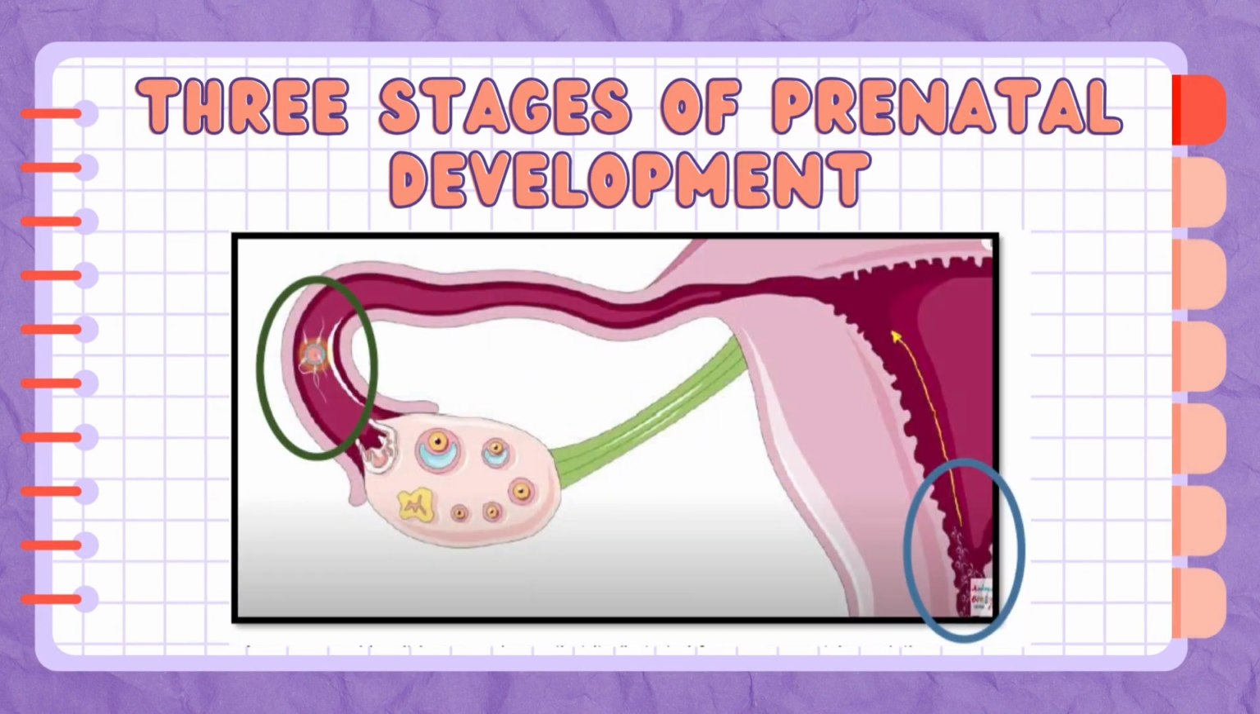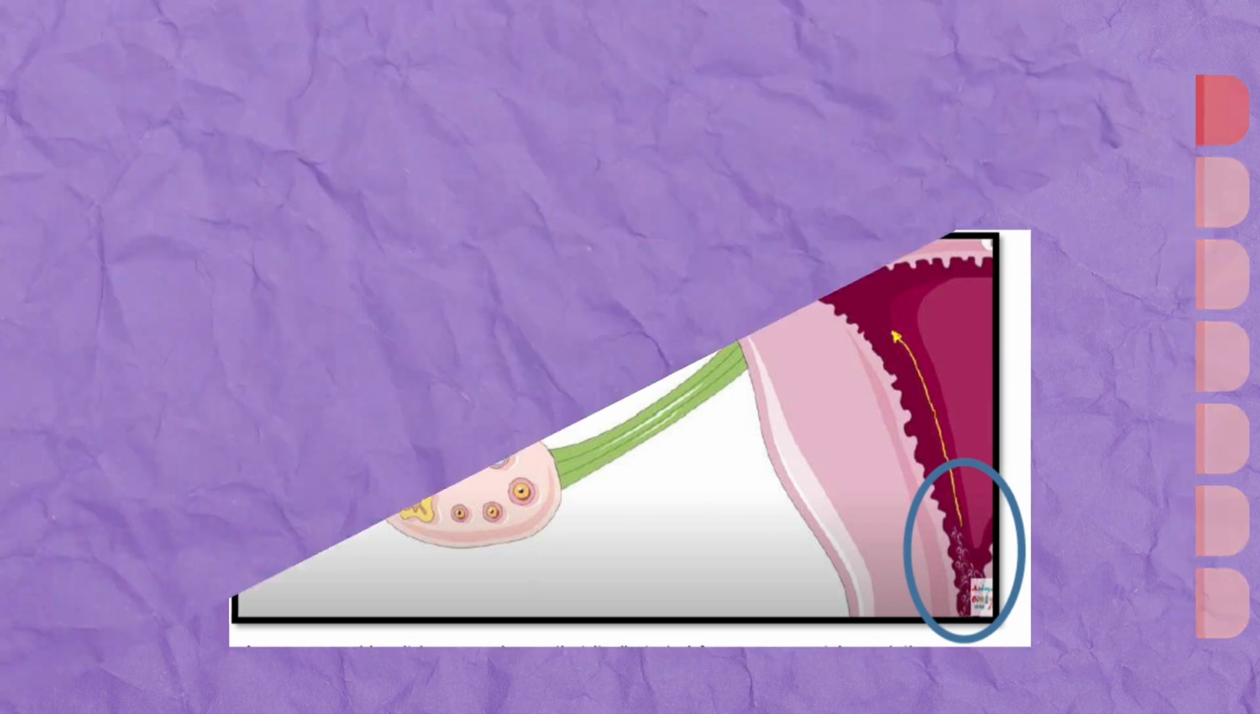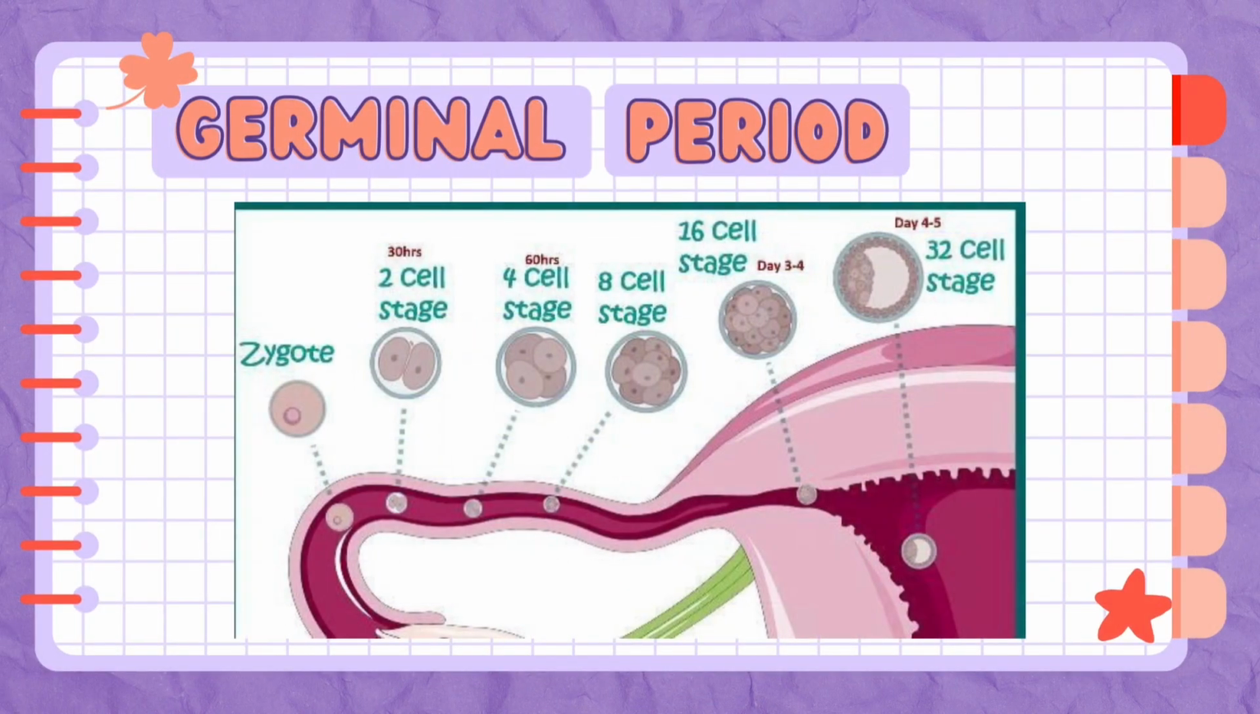Now let's take a look at this photo. As we grow older, it becomes clearer that it all started from our parents' copulation. As our science teacher has explained to us, it is due to the male sperm cell, indicated in that blue circle, and a female ovum, which we can see in that green circle, which combine during fertilization in our mother's fallopian tube to develop a zygote. And this marks the beginning of the germinal period.